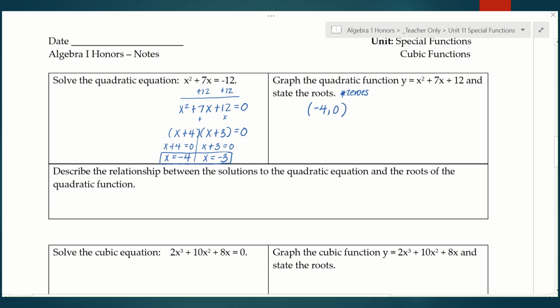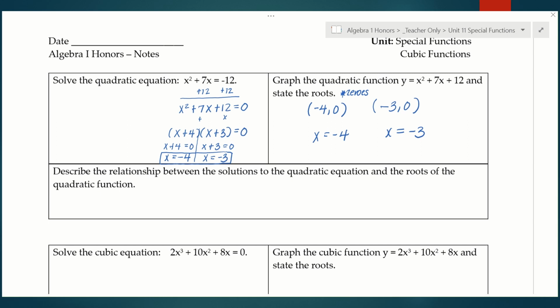Now, the other one, you should be doing the same thing. Menu, Analyze Graph, zeros, lower bound, little to the left, enter, upper bound, little to the right, enter, and you should see that the other thing that pops up is -3, 0. Okay, so we're basically getting the same exact answers that we got if we were to solve it algebraically.